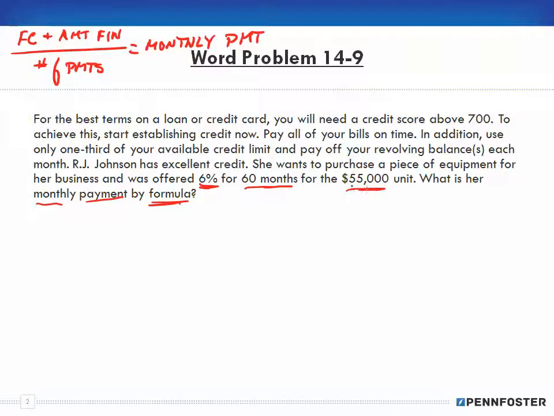Now, here's the thing. We know what our amount financed is. That's this 55,000, and we know what the number of payments is. That's 60 months. But we don't know what the finance charge is. We don't know what the interest is. So we have to figure out how much interest. And if you recall from the previous chapters, interest is equal to principal times rate times time.